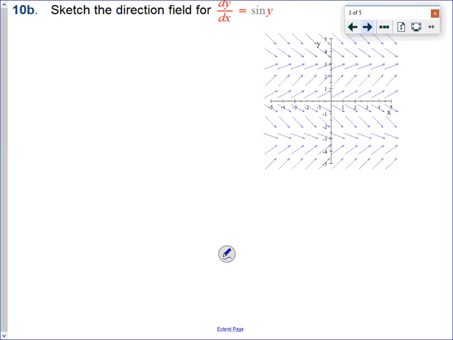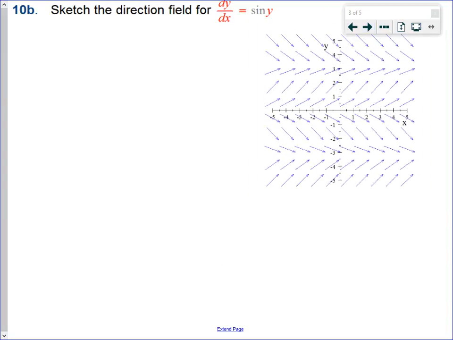Now, I'm assuming you can have this program in your calculator. This is not from the calculator program. This is from my computer program. But number 10a, I wanted you to sketch the direction field for dy dx equals sine x. This is the direction field for dy dx equals sine y. And I hope you can see that what we've got is solutions to this differential equation. Well, if they're in this region, they're going to look something like this. If they're in this region, they'll look like that, like this, that.